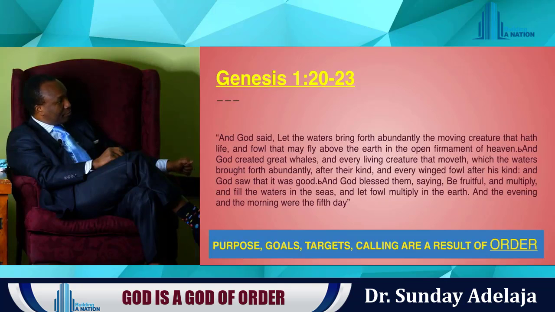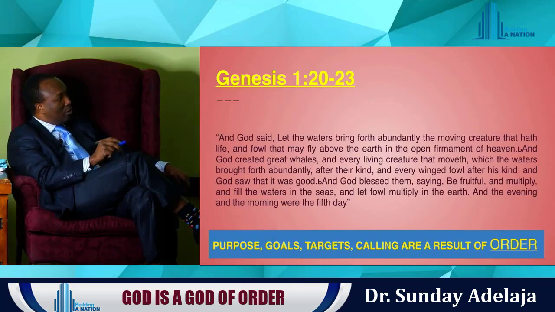Genesis 1:20-23. And God said, let the waters bring forth abundantly the moving creature that had life, and fowl that may fly above the earth in the open firmament of heaven. And God created great whales and every living creature that moveth, which the waters brought forth abundantly, after their kind, and every winged fowl after his kind. And God saw that it was good. And God blessed them, saying, be fruitful and multiply, and fill the waters in the seas, and let fowl multiply in the earth. And the evening and the morning were the fifth day.